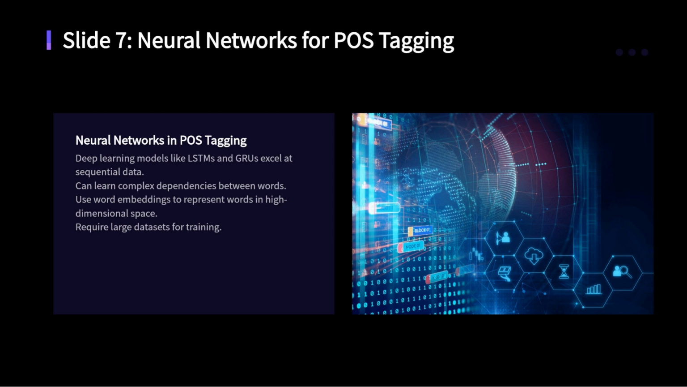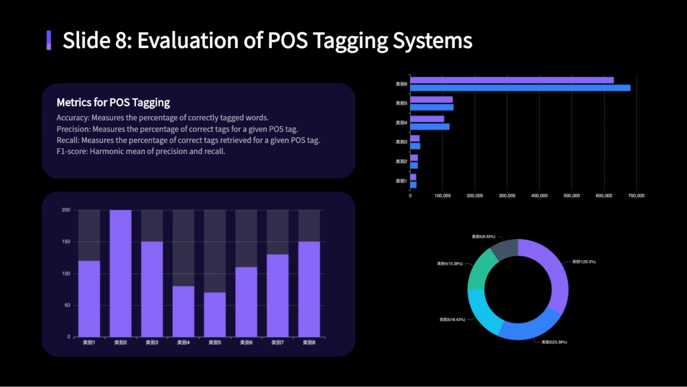Neural networks often outperform traditional methods, especially in tasks with complex or large datasets, but they require significant computational resources and large labeled datasets for training. Evaluating POS tagging systems typically involves several metrics. Accuracy, the percentage of correctly tagged words in a dataset. It is the most common metric used to evaluate POS tagging systems.